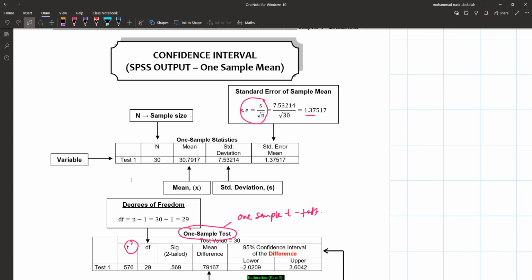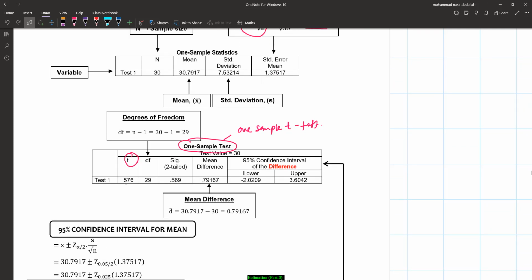Right? So you will get 1.37517. You need to know how to calculate this value, right? Sometimes in your final exam or test, I will hide this value and ask you to calculate it. You need to know the formula, right?